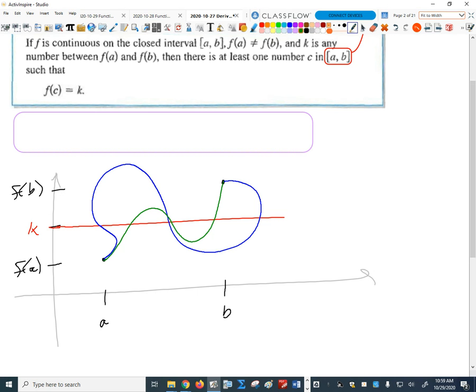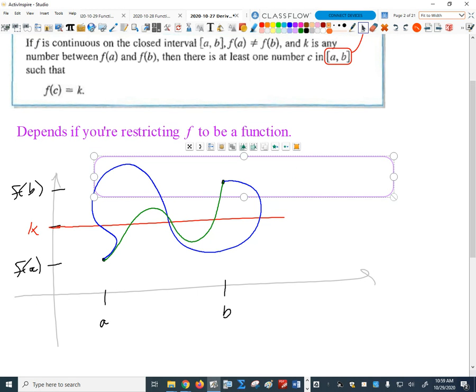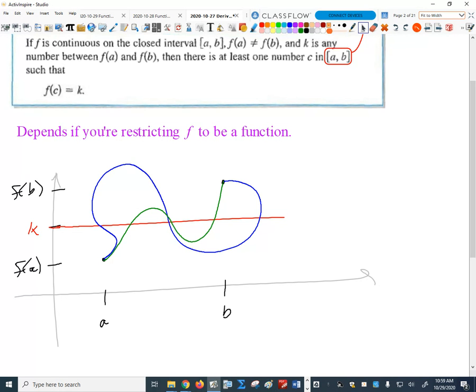I don't think so. I think we typically are going to deal with functions, and so usually, if we restrict f to be a function, then it would be on the interior. Those would be the values guaranteed by the intermediate value theorem. Make sense? Okay, I just wanted to point that out.